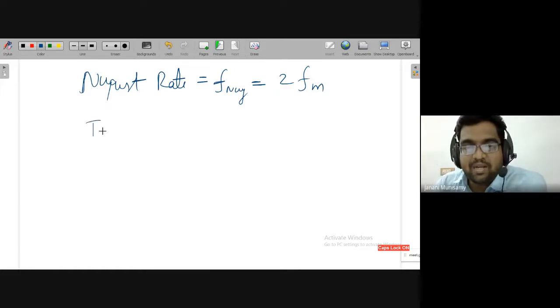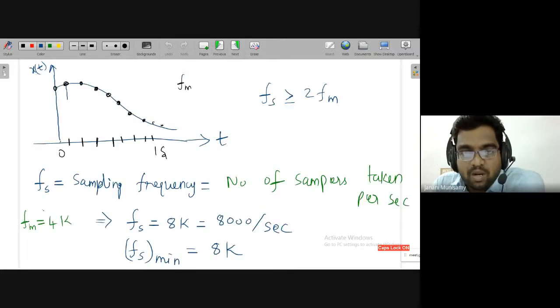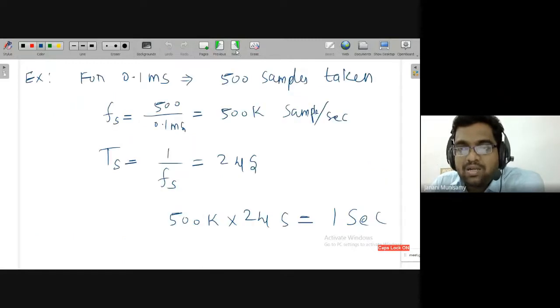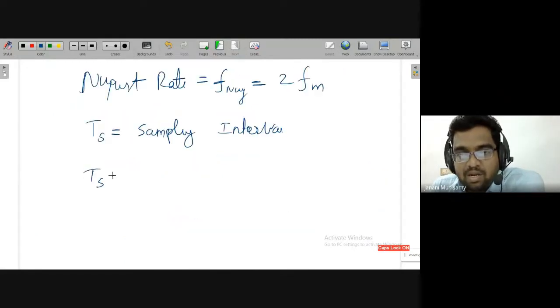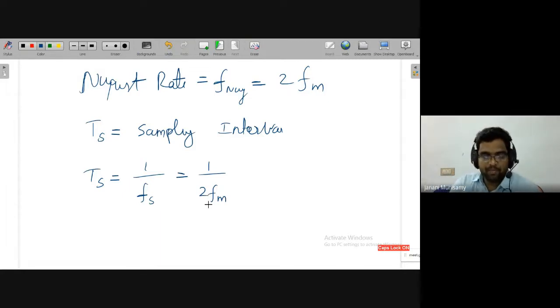Then what is the sampling interval? Ts means sampling interval. Or otherwise, you can observe here, I have taken samples like this. Now, what is the time difference between these two samples? That is the Ts. Time difference between two adjacent samples is called the Ts. Sampling interval Ts is equal to 1 by Fs, which means 1 by 2 Fm. So this is the sampling interval between the adjacent samples.